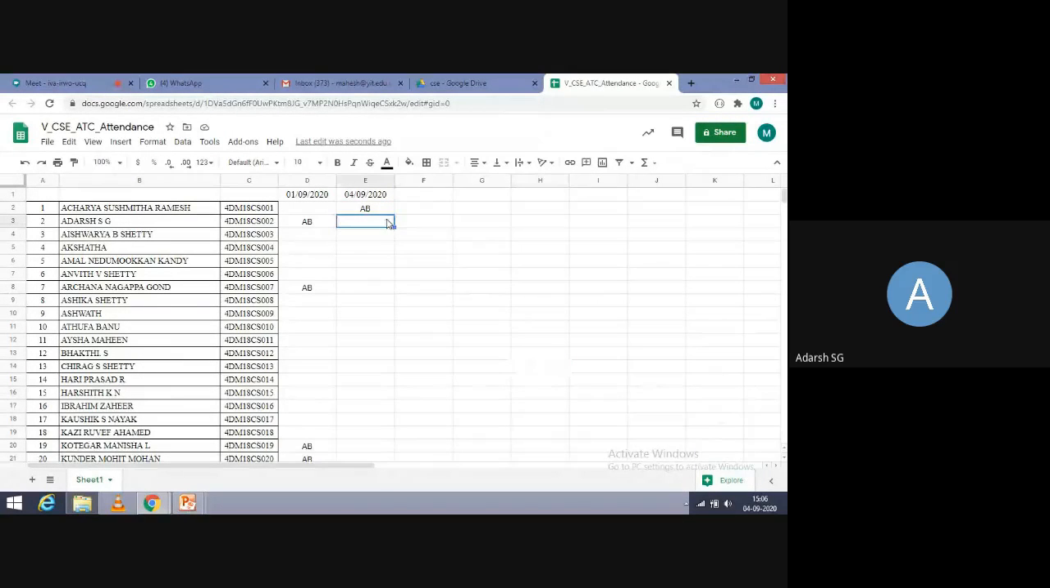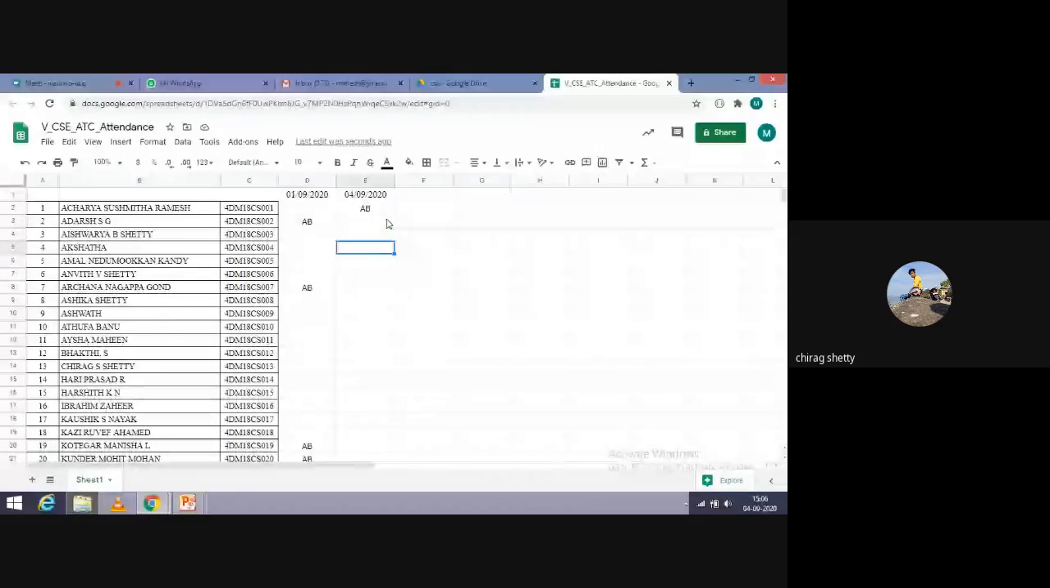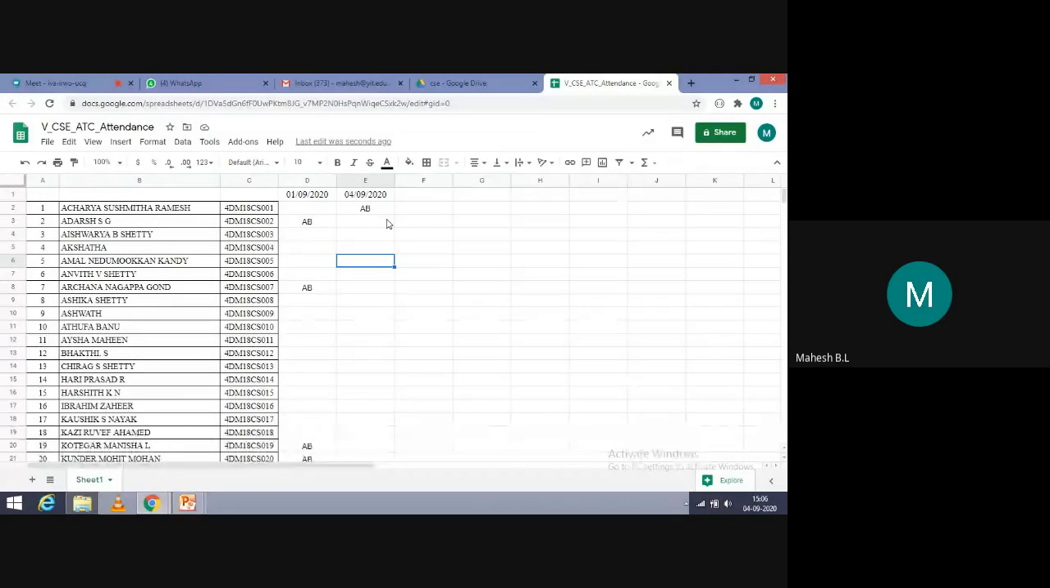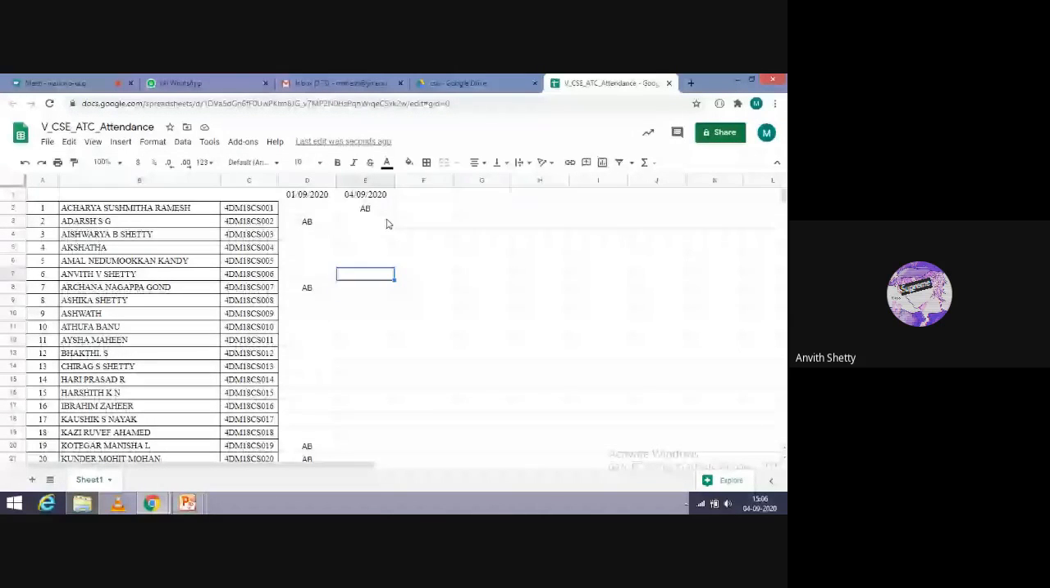Others, present, sir. Aishwarya, present, sir. Akshata, present, sir. Amal, present, sir. Anvit, present, sir. Archana, present. See, Anvit, I mailed the notes to your group. Yeah, the notification was off, so I couldn't see. Now I checked it.